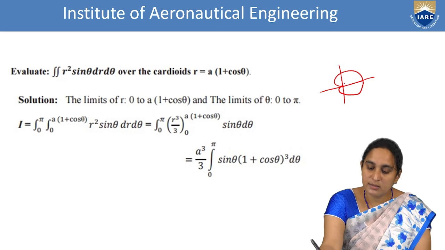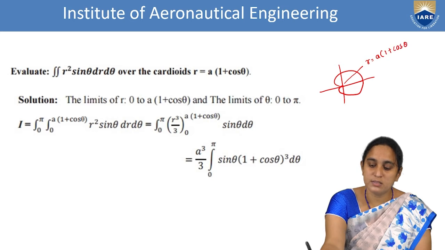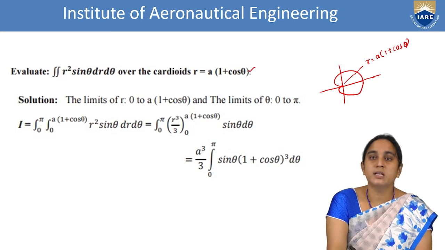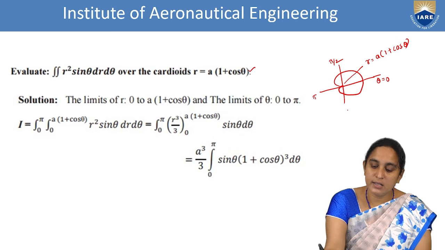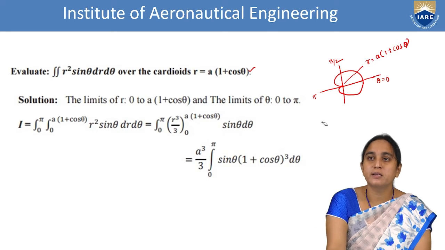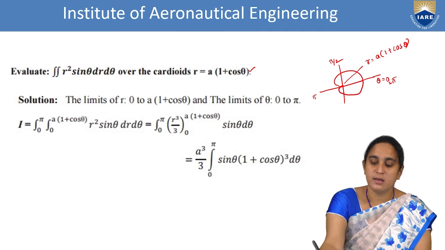Okay, this area, the radius is r equal to a into 1 plus cos theta. If the question gives the radius as r equal to a into 1 plus cos theta, then the cardioid form is this one, with theta equal to 0 here, pi by 2 here, pi here, and 3 pi by 2 here, and 2 pi at the end.